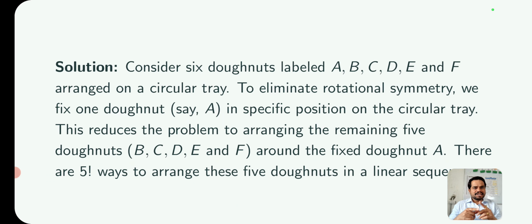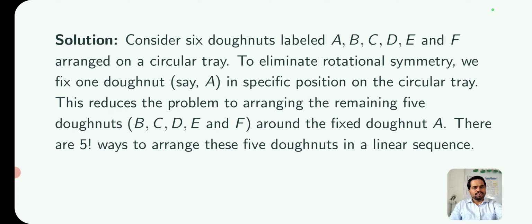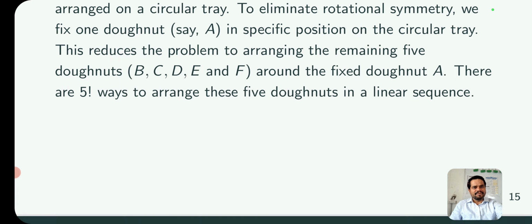Consider the 6 donuts. We can label them as A, B, C, D, E and F. We have to arrange these in a circular way. So to eliminate the rotational symmetry, we fix one donut, A, in a specific position. Then the problem reduces to arranging the remaining 5 donuts around the fixed donut A. So the remaining 5 donuts we can arrange in 5 factorial ways.